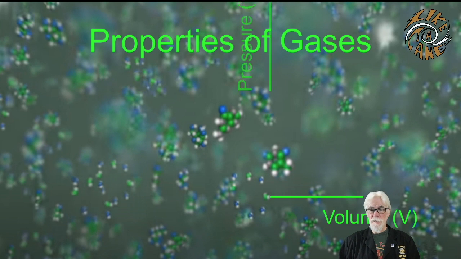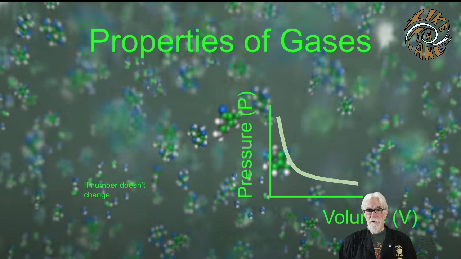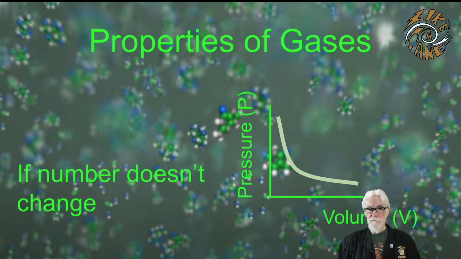Another property of gases we discovered by investigating how the pressure responds to changes in volume. So we sealed a fixed number of particles into a container, and then we changed the volume by squishing it into a smaller space or allowing the gas to expand into a larger space. And we found a different kind of relationship. This is called an inverse proportionality. And if we take this data and we plot 1 over volume on the horizontal axis instead of volume, we get a straight line relationship.